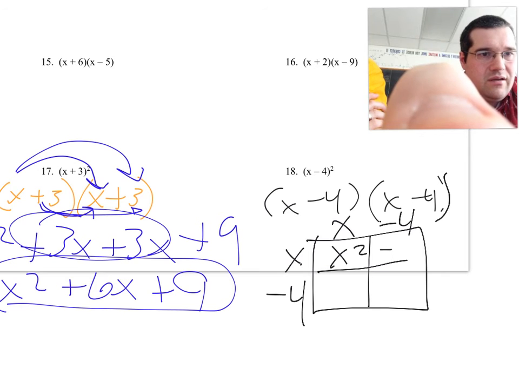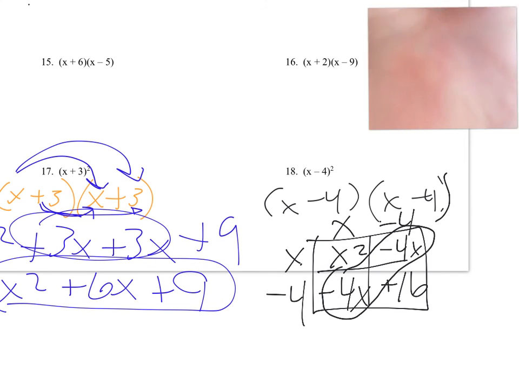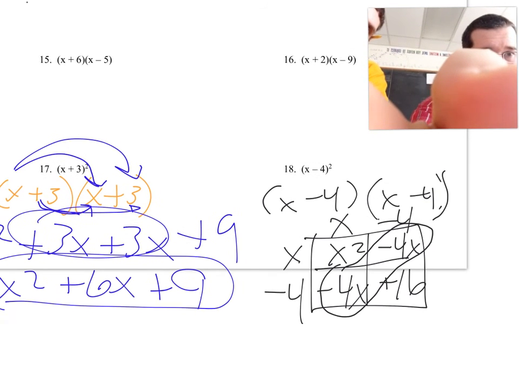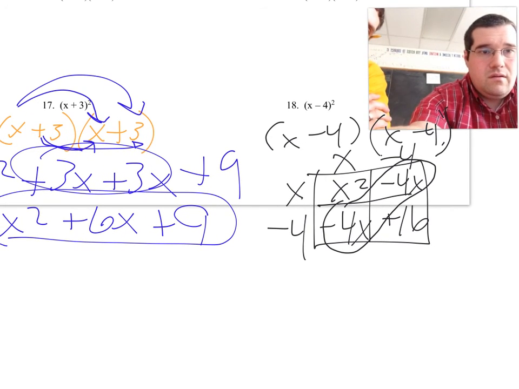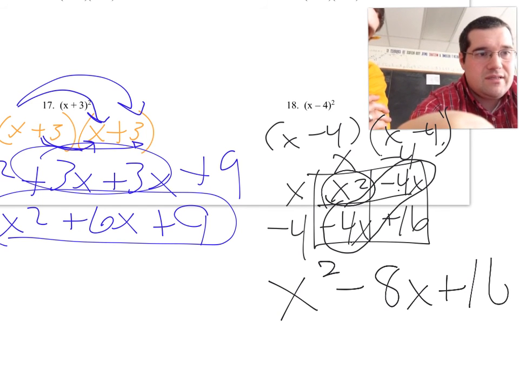X times a negative 4 is negative 4x. Negative 4 times x is negative 4x. And negative 4 times negative 4 is a positive 16. And if you notice, I can combine my like terms, which is my x. And to finish this up, I'm going to have my 3 terms, which will be x squared. That's where I got that one. This would be my negative 8x. And then finally last would be my plus 16.